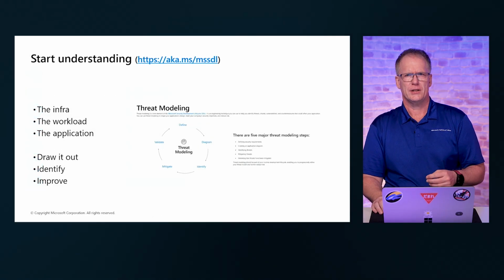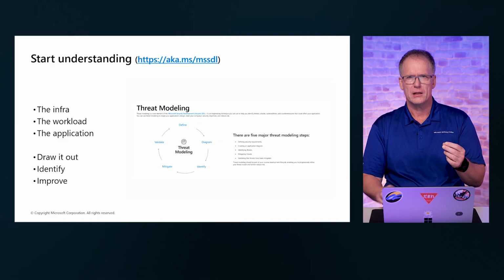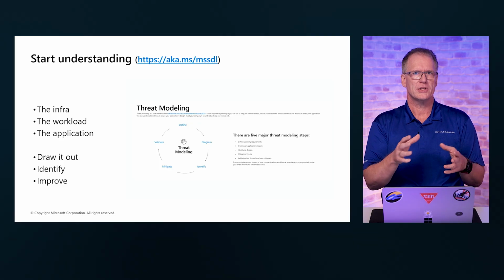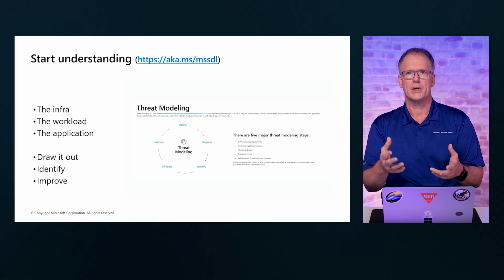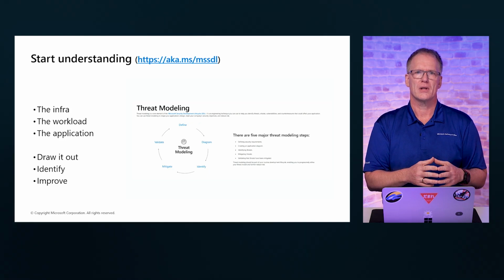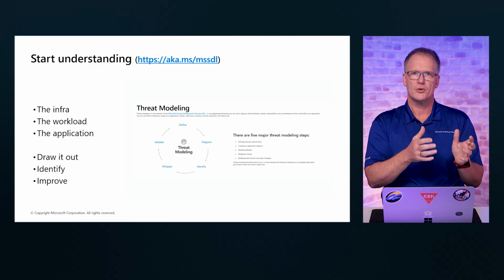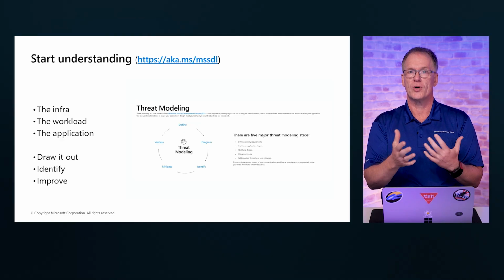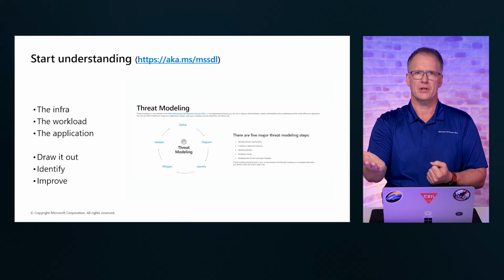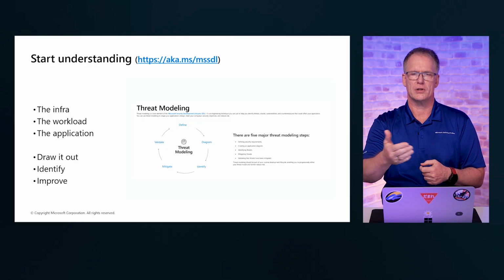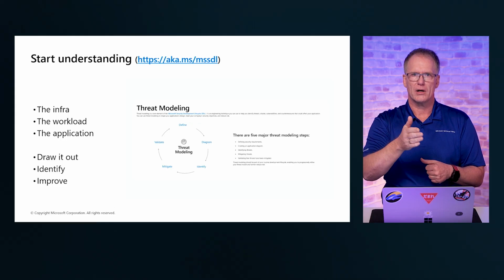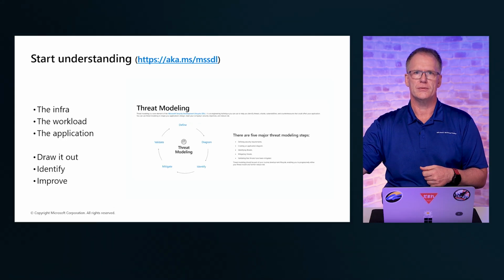Threat modeling is a systematic process of identifying, analyzing and prioritizing the potential threats to a system. It helps to understand the infrastructure, the workload, and the application that makes up the system, as well as their dependencies and interactions. It also gives us a way to start addressing the most critical risks and mitigating them with appropriate countermeasures. By performing threat modeling, we can improve the security and resilience of our system and align our security objectives with our business goals. Start doing a model. Draw it out and start leveraging that model to identify and improve.